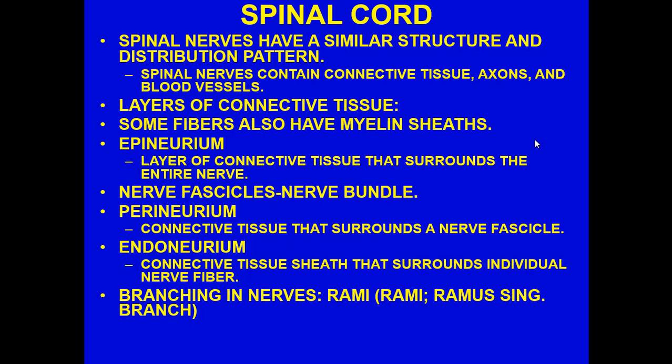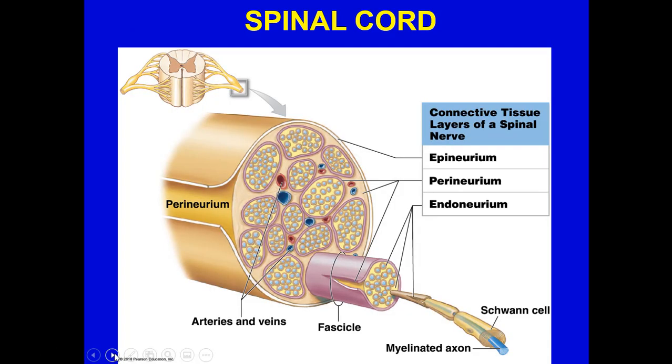You have some connective tissue there that isolates fascicles within the nerve, and the isolating connective tissue is called the perineurium. Then we have connective tissue that basically surrounds individual nerve fibers, and that's called endoneurium. When we talk about a branching in nerves, we talk about the term rami. If it's singular, it's ramus, for branch.